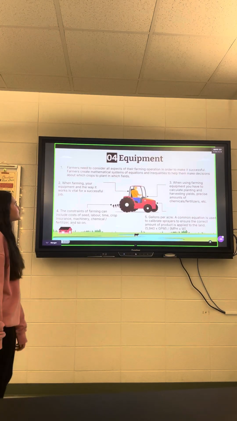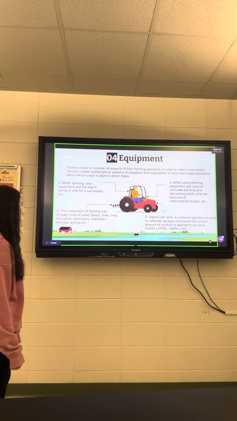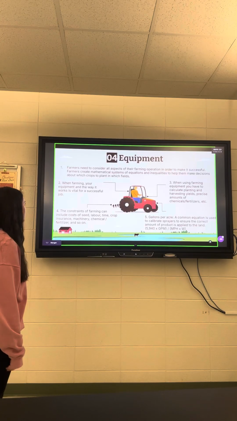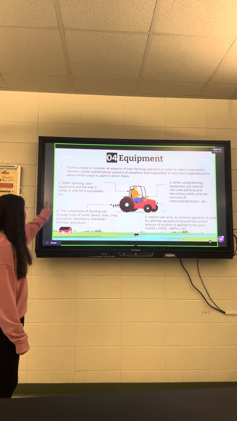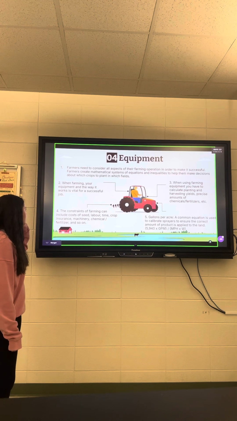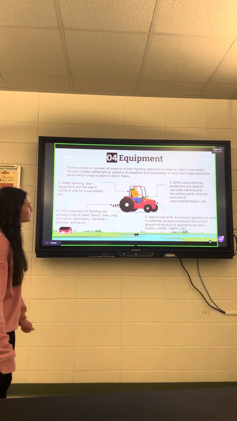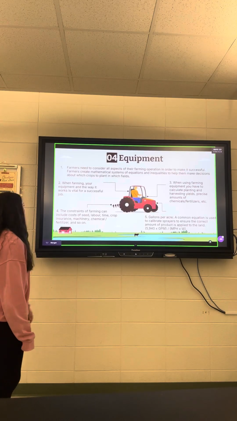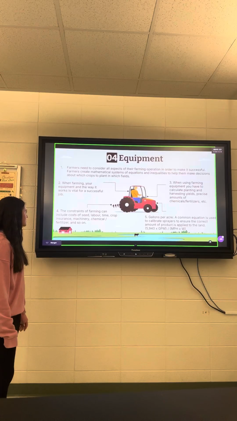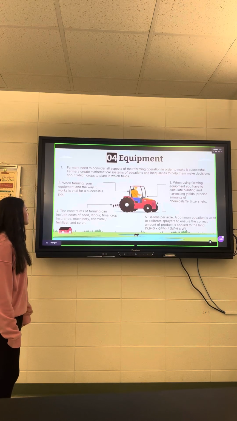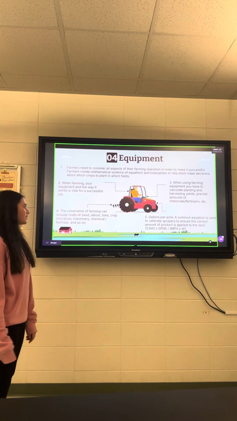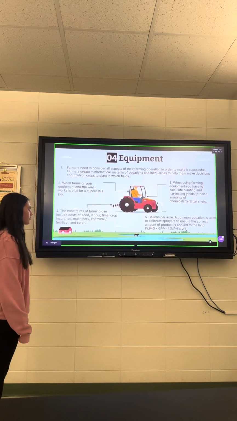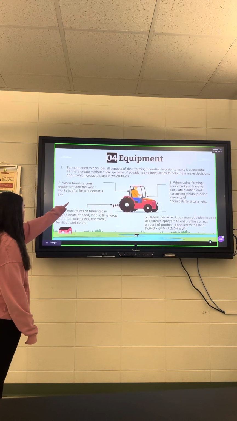For equipment, farmers need to consider all aspects of their farming operation in order to make it successful. Farmers create mathematical systems of equations and inequalities to help them make decisions about which crops to plant in which fields. When farming, your equipment and the way it works is vital for a successful job. When using farming equipment, you have to calculate planting and harvesting yields, precise amounts of chemicals and fertilizers, etc. The constraints of farming can include cost of seed, labor, time, crop insurance, machinery, chemicals and fertilizer, and so on. And then there's gallons per acre, a common equation used to calibrate sprayers to ensure the correct amount of product is applied to the land.